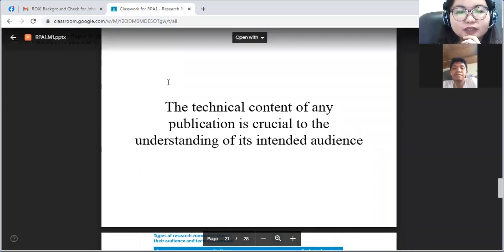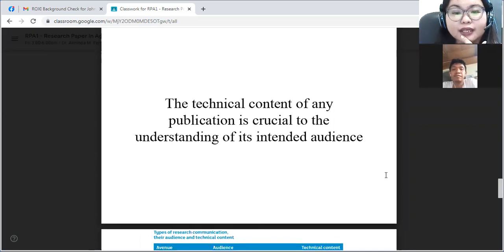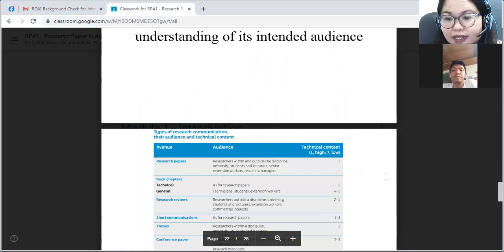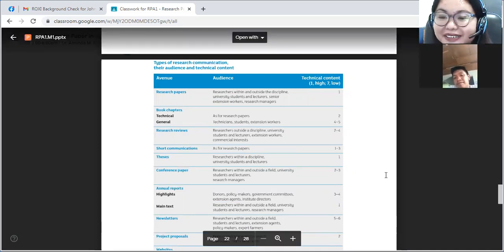So the technical content of any publication is also crucial to the understanding of its audience. Not all of these are effective for all of our readers, no? For the scientific community, those are the journals. But for farmers, they won't understand them, unless the farmer is educated and also a farming scientist. A farmer-scientist, something like that.